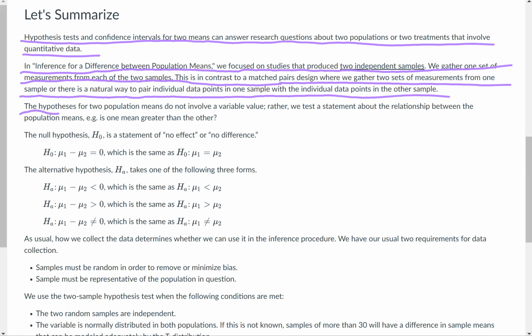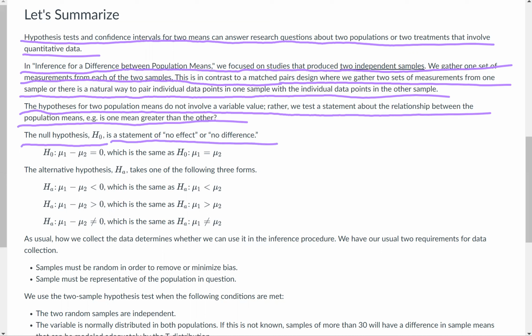The hypotheses for two population means do not involve a variable value. Rather, we test a statement about the relationship between population means. For example, is one mean greater than the other? The null hypothesis, H sub 0, is a statement of no effect or no difference. So we'd say that the difference in the population means is equal to 0 for the null hypothesis. In other words, that the two means are equal.